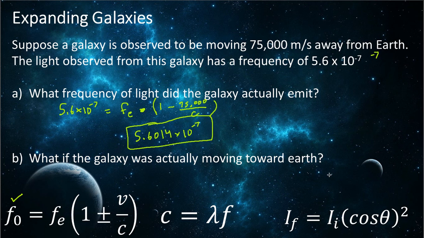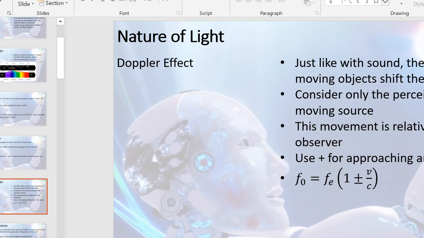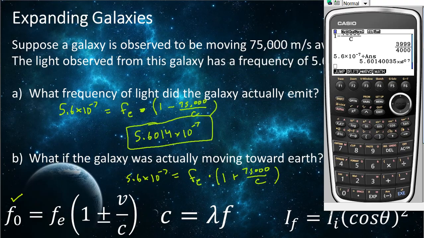And suppose the galaxy was actually moving toward Earth. Well, then it's going to be the same thing, except we're going to have a plus right here. So I'll have the 5.6 times 10 to the negative 7th equals Fe times 1 plus 75,000 all over C. Nope, I don't want that. So I'm actually going to put this all in at once.